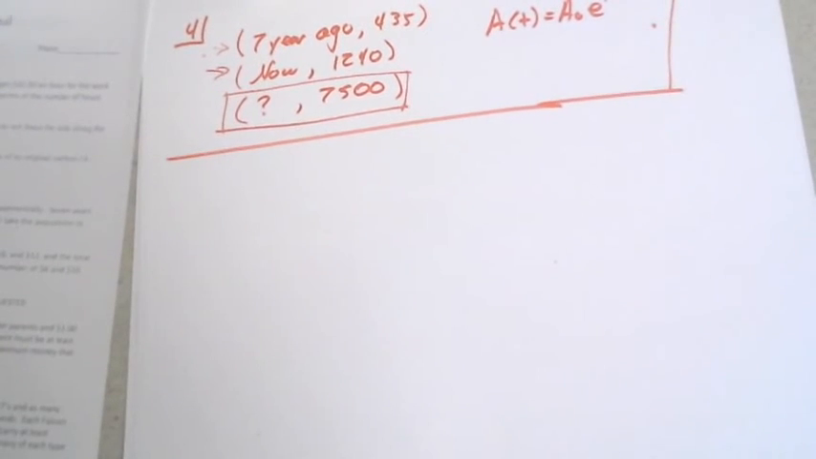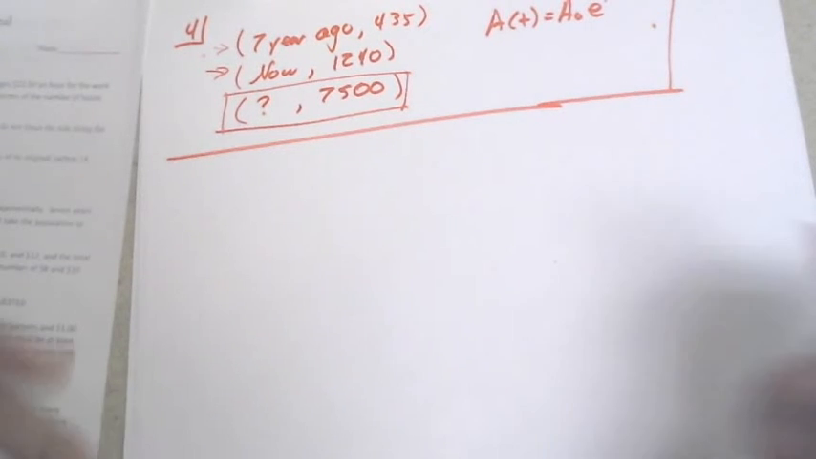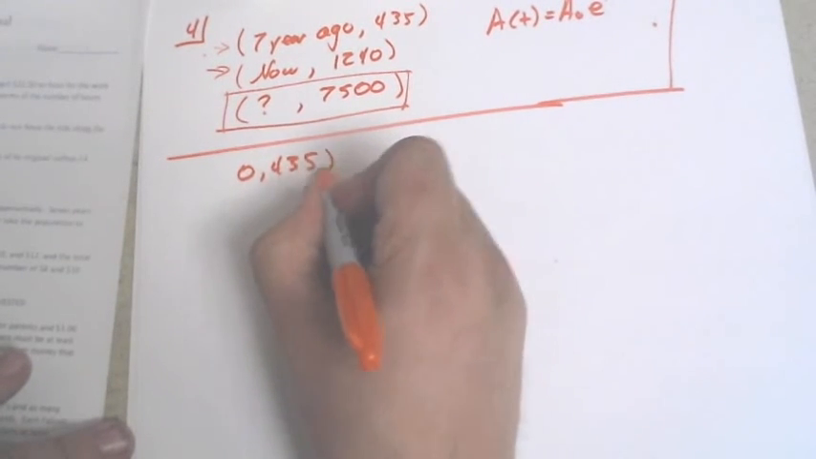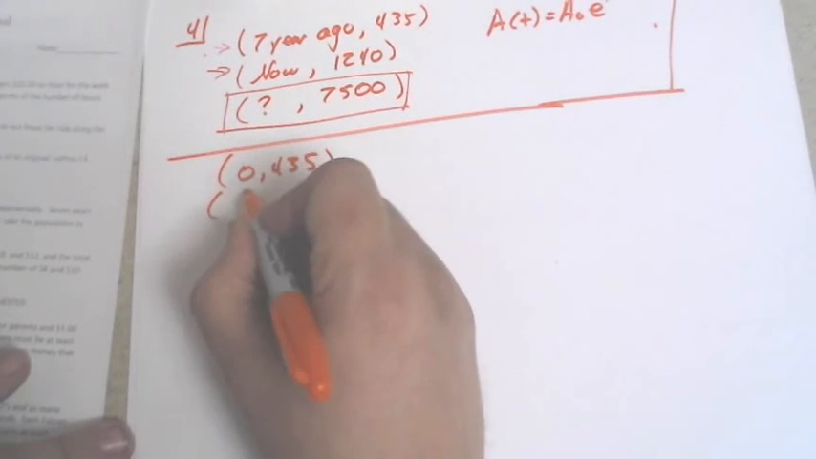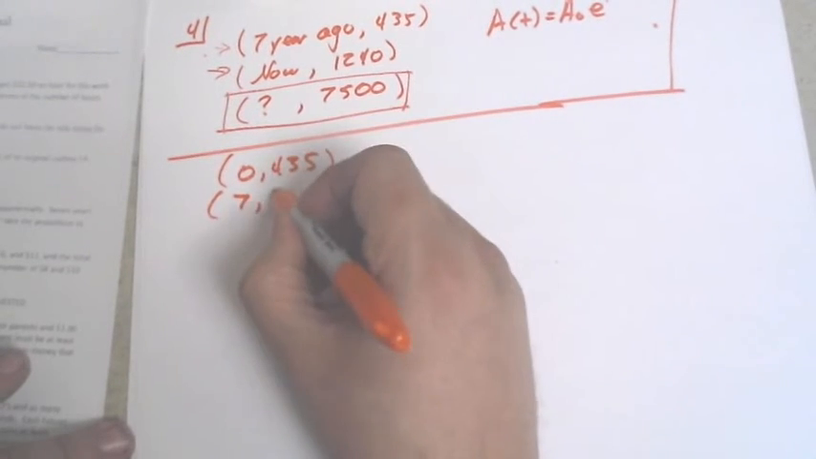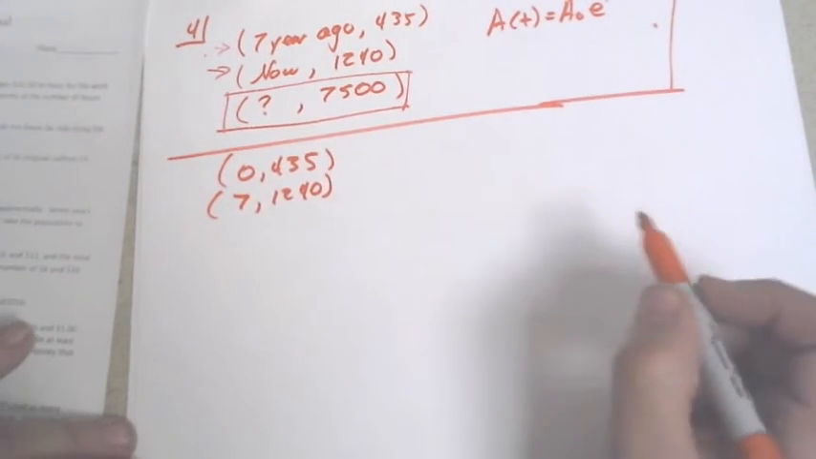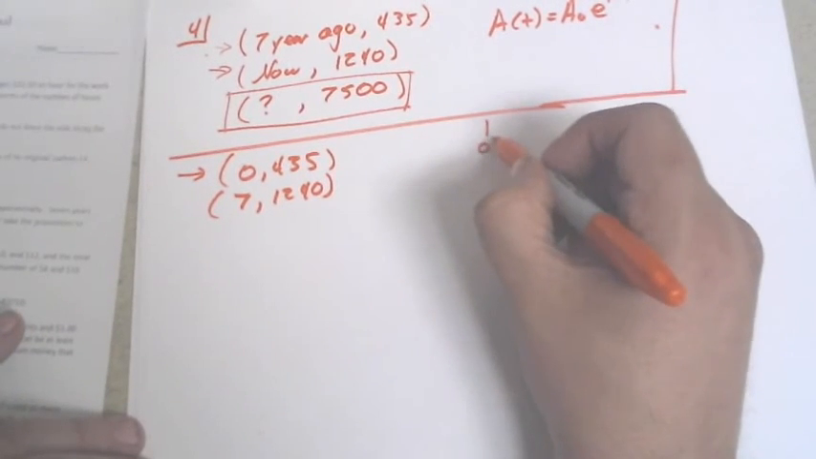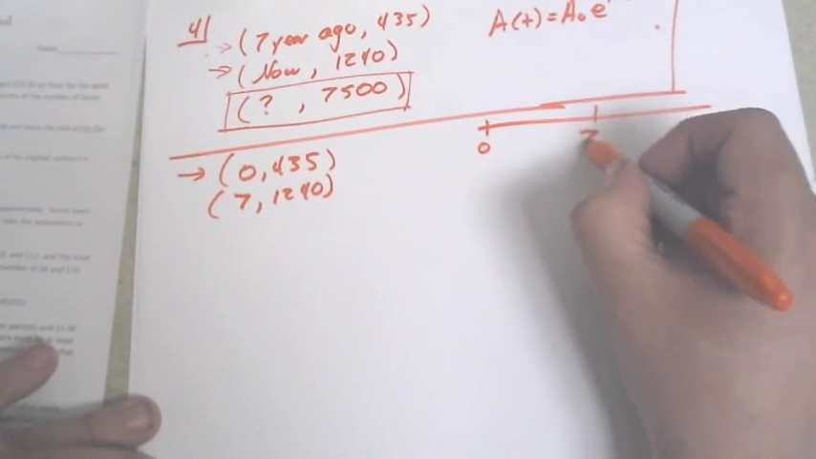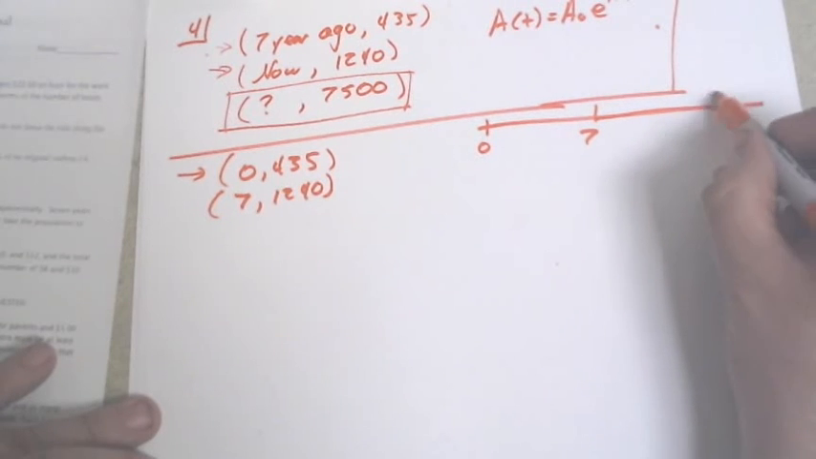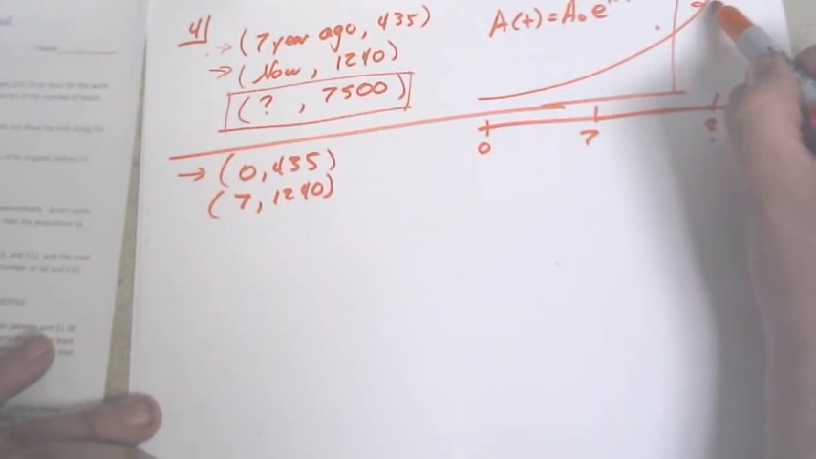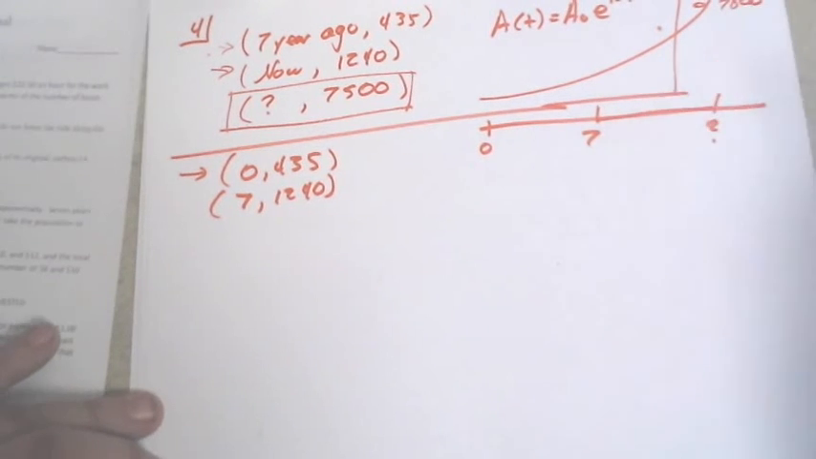I think, let's see. Well, I'm going to call it 0 and 435. And then I'm going to call it 7 years for the 1240. So I'm calling time 0 this 7 years ago. So 7 years ago, I'm calling 0. So now is 7. And we want to know when it has grown all the way to the 7500.